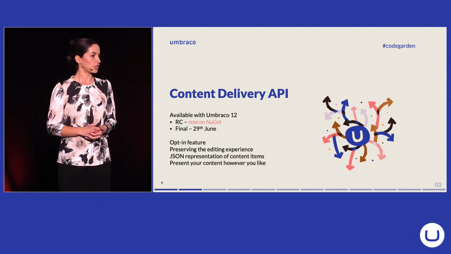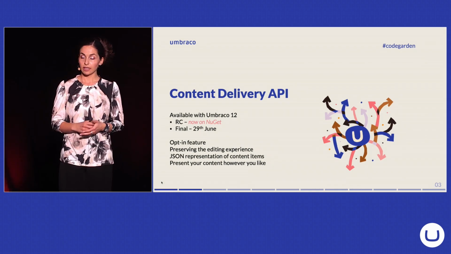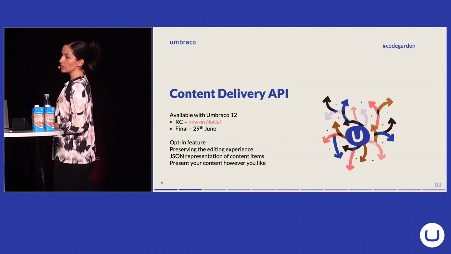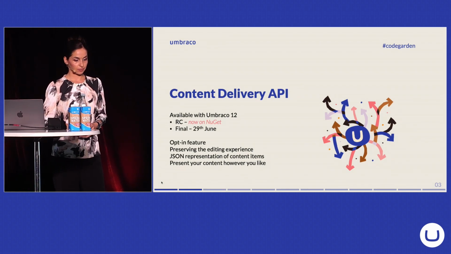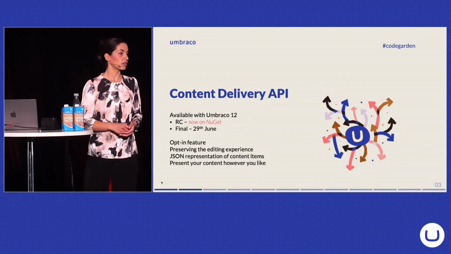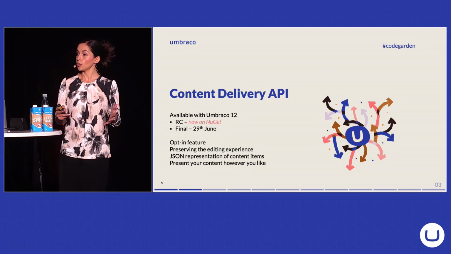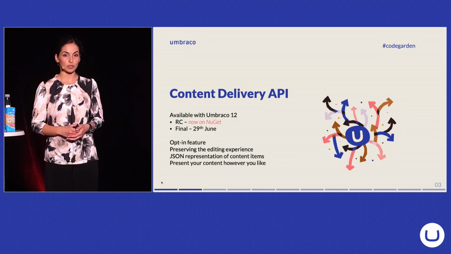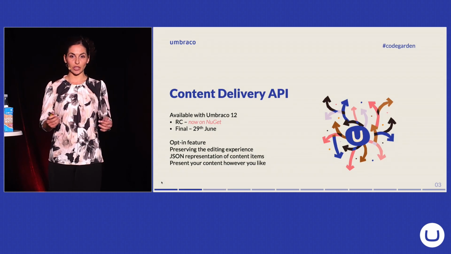It will be something that you opt in explicitly when upgrading to version 12. The delivery API will, of course, preserve the friendly editing experience of Umbraco while providing a new way to output your content. This feature allows you to get a JSON representation of your content items, and you'll have the freedom to pick the technology you prefer to handle the API's response, ensuring that your content is displayed exactly the way you want it.